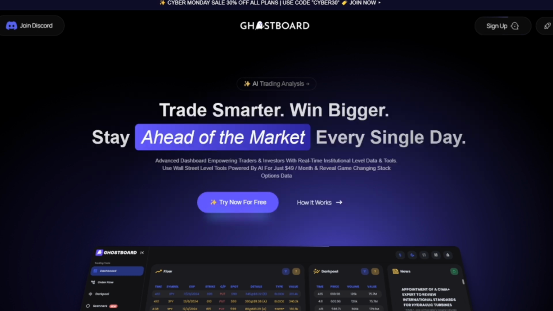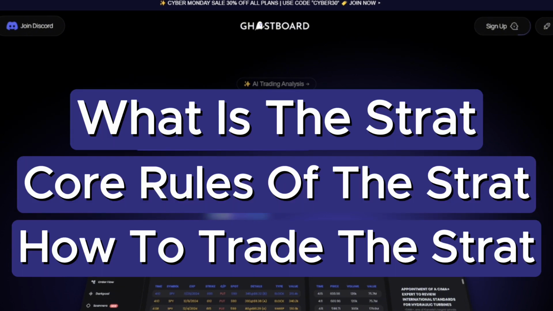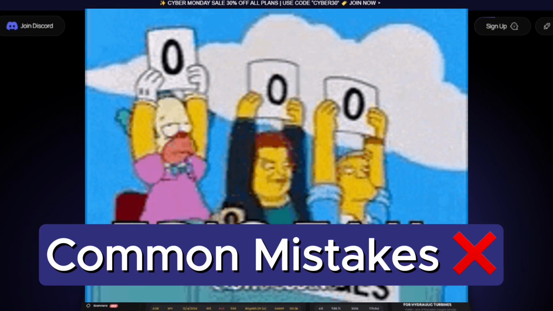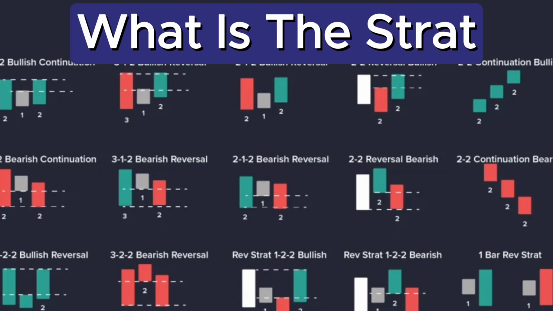points. Stick with me for the next few minutes, and we're going to cover what is the Strat, the core rules of the Strat, and how to trade the Strat. We'll also cover some common mistakes and how you can avoid them, and then go over some tools and resources that you can use for this strategy. So what is the Strat?